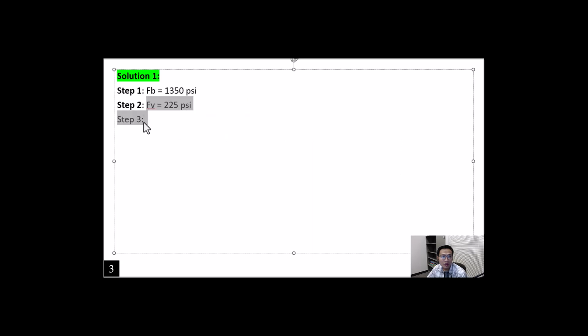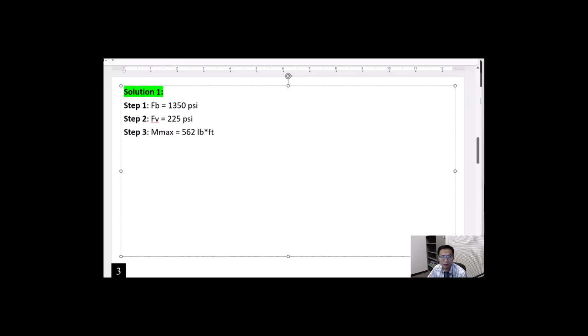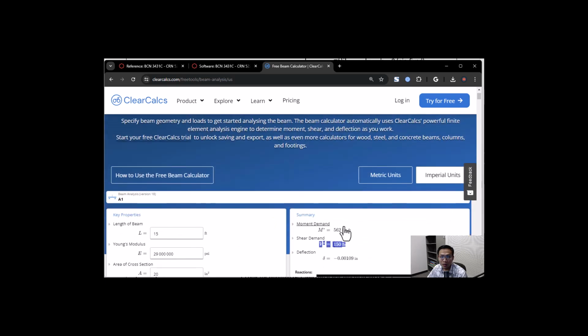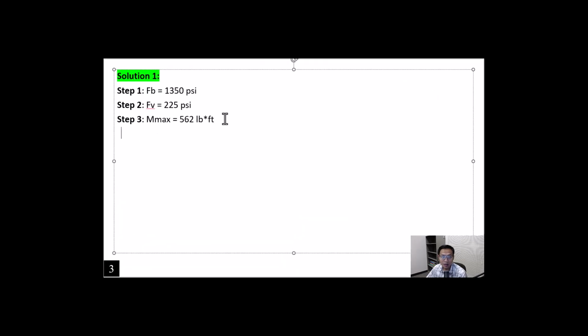So I can write here we have M max 562 pound feet, and step 4, V max will be 150 pound.